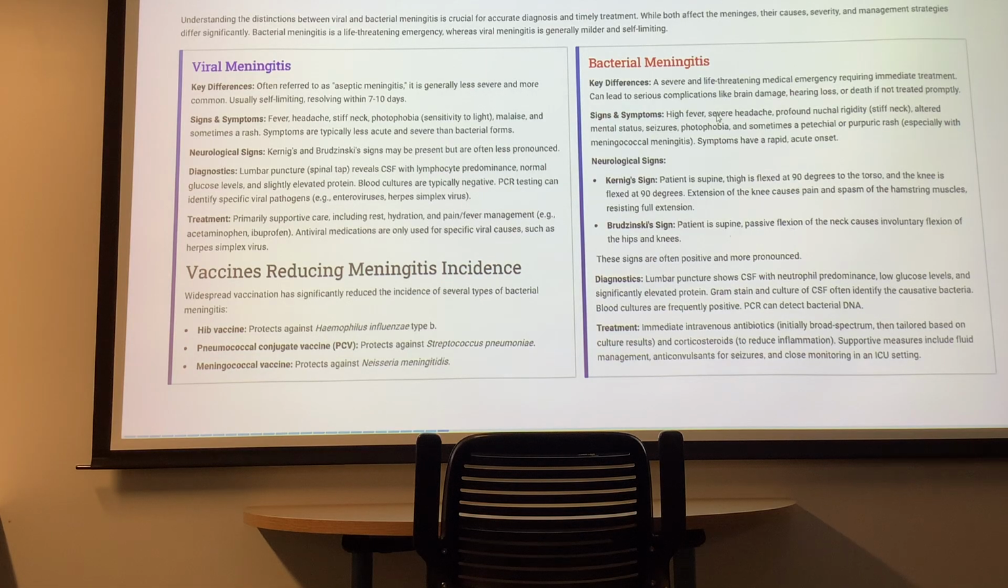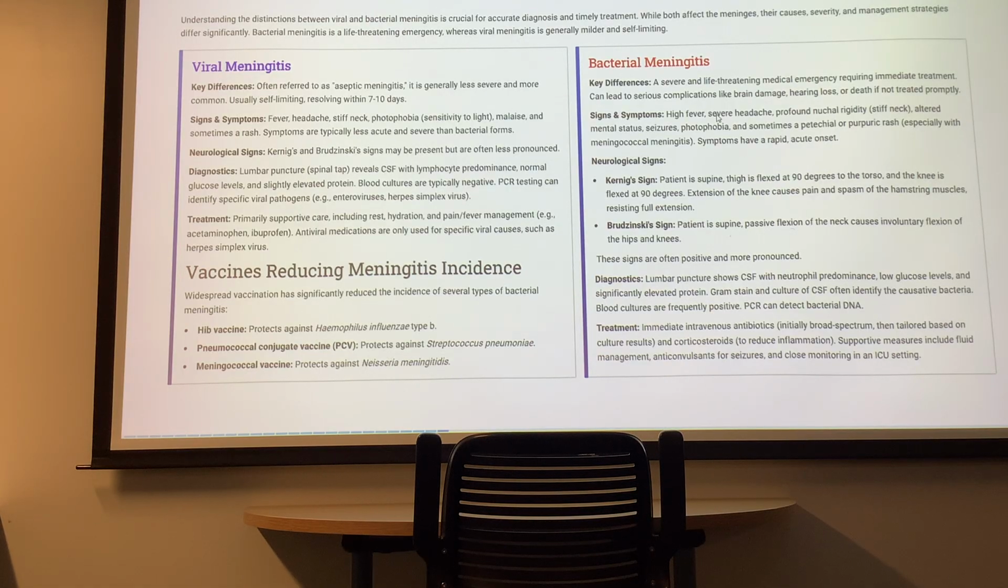One of the things that you can test for are these two signs here. The Kernig sign, so you're going to put them flat. You're going to flex their thigh and their knee. So like, pretend I'm laying flat. So their knee and their hip are going to look like this, and then they're going to try to extend. If they have bacterial meningitis, it is going to cause excruciating pain through the hamstrings and into their lower back.